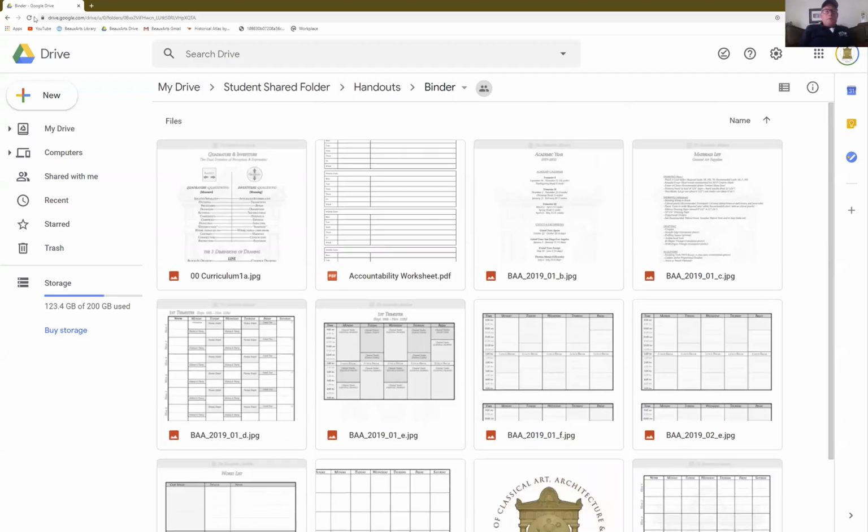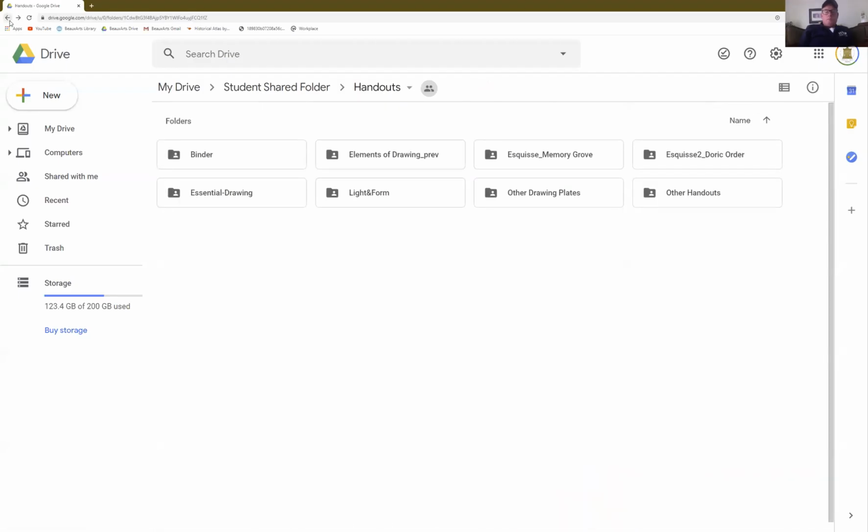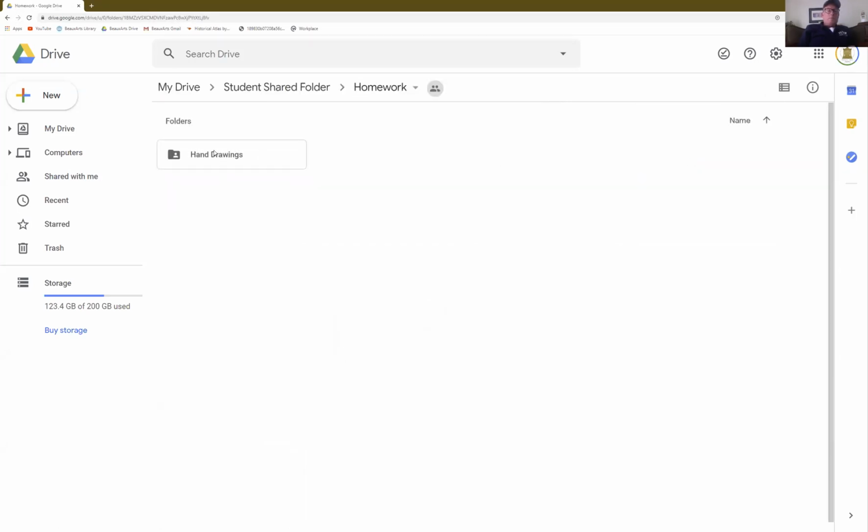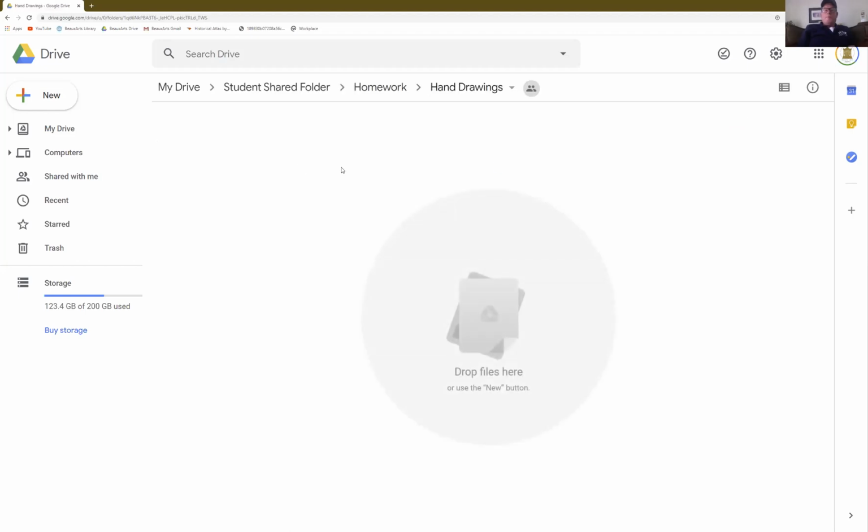These different things. And in the homework folder, I will put rotating things, and this is where you can post your recent stuff. So you can start putting your drawings of hands in this folder, in the homework folder.